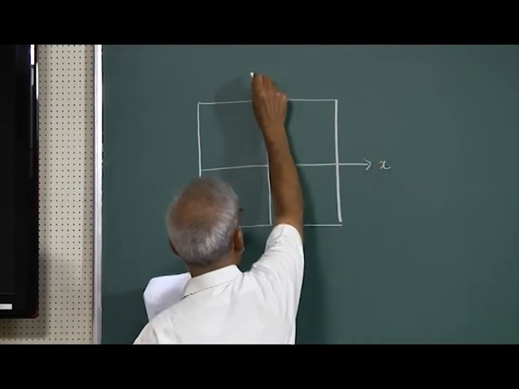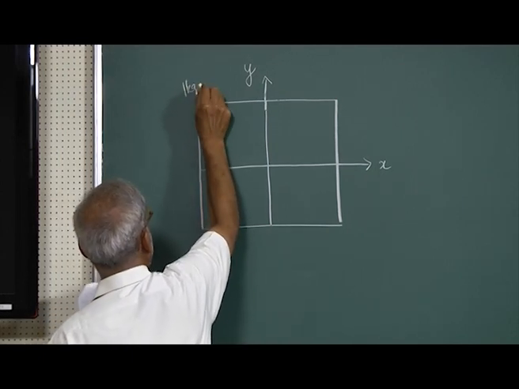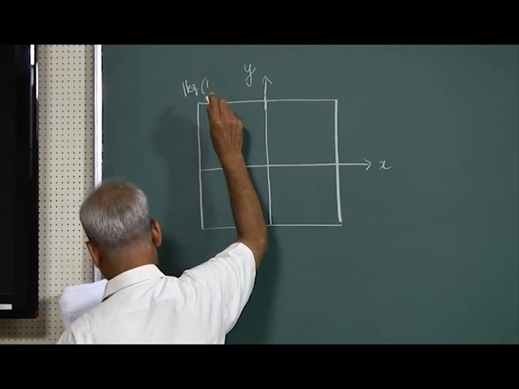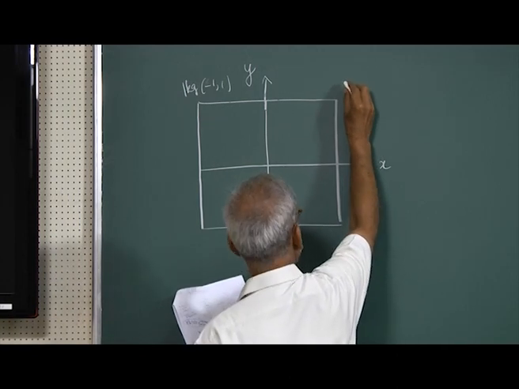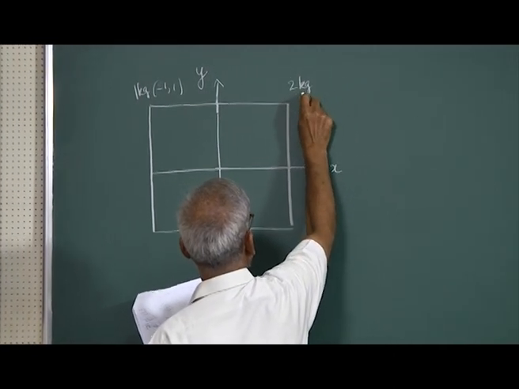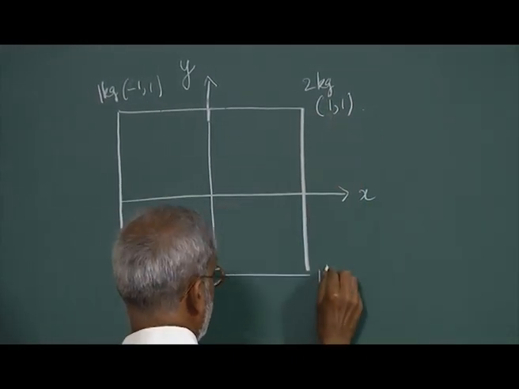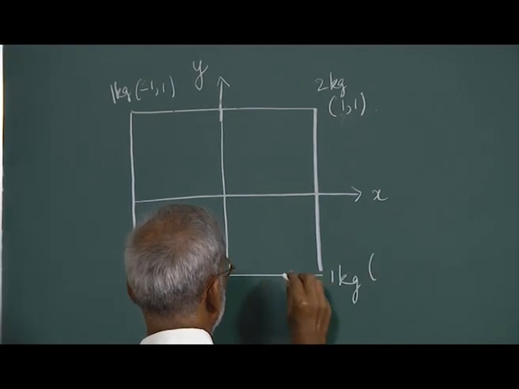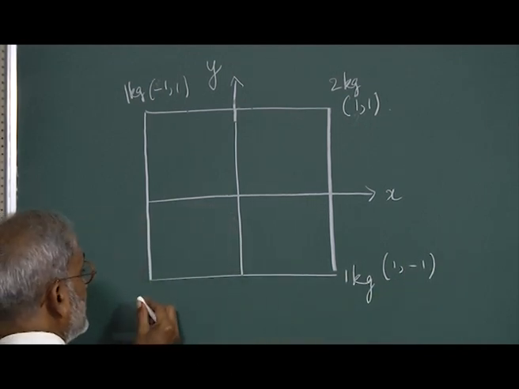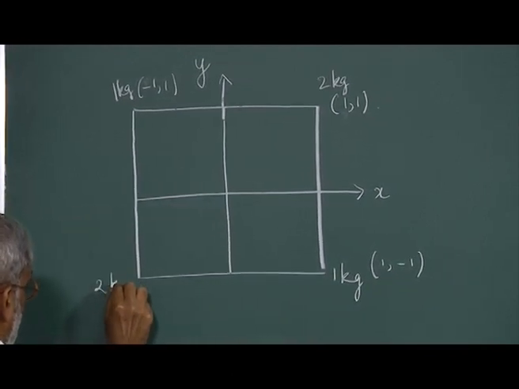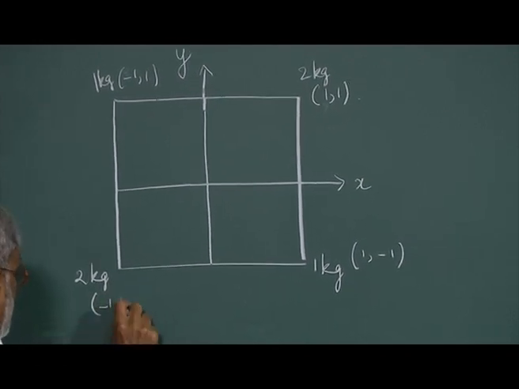This is the x axis, this is the y axis, and here it is 1 kilo, the vertex is minus 1 comma 1, and here it is 2 kilos at this vertex, and this is 1, 1, and here it is again 1 kilo, and its vertex is x 1 and y minus 1, and at this vertex it is 2 kilograms and it is minus 1 comma minus 1.